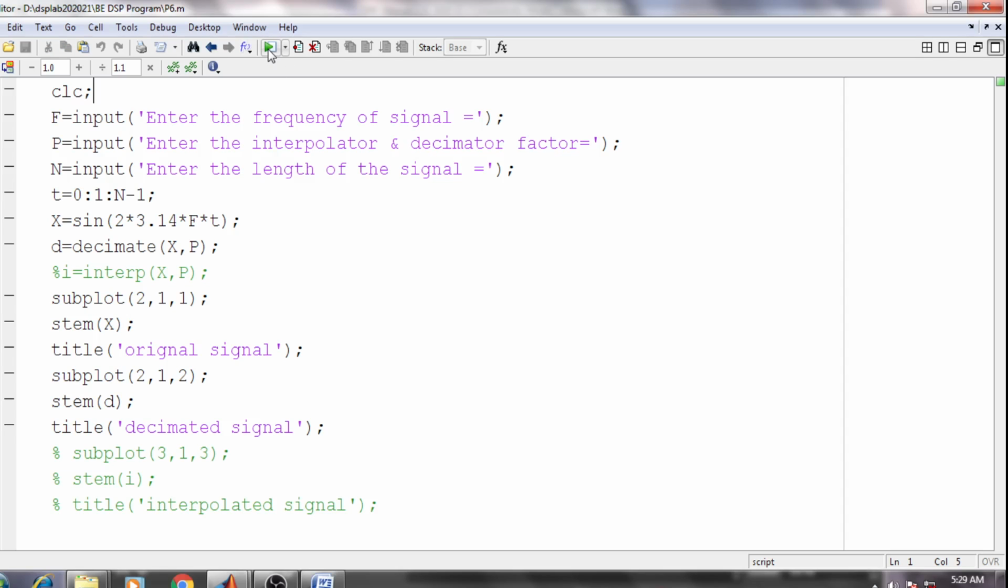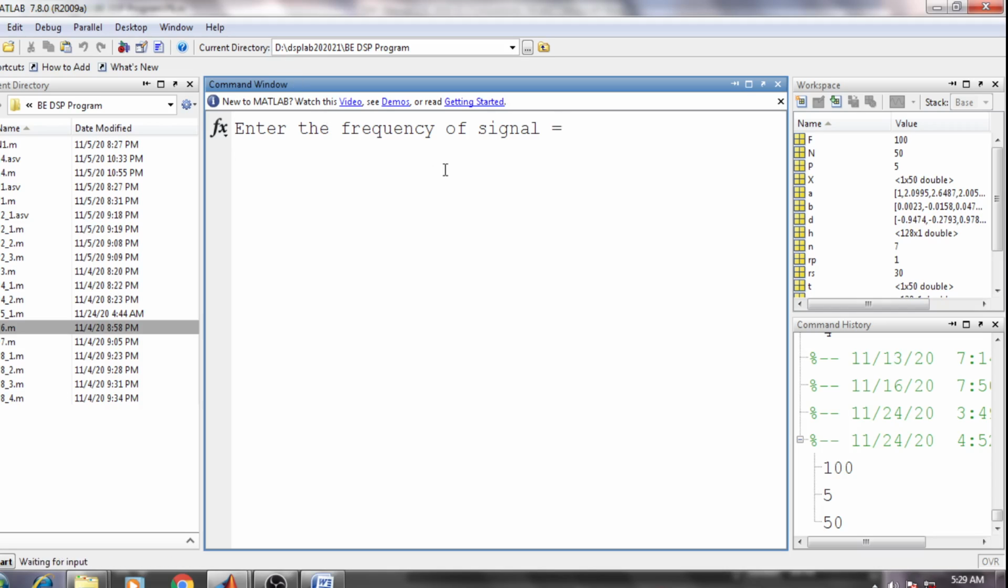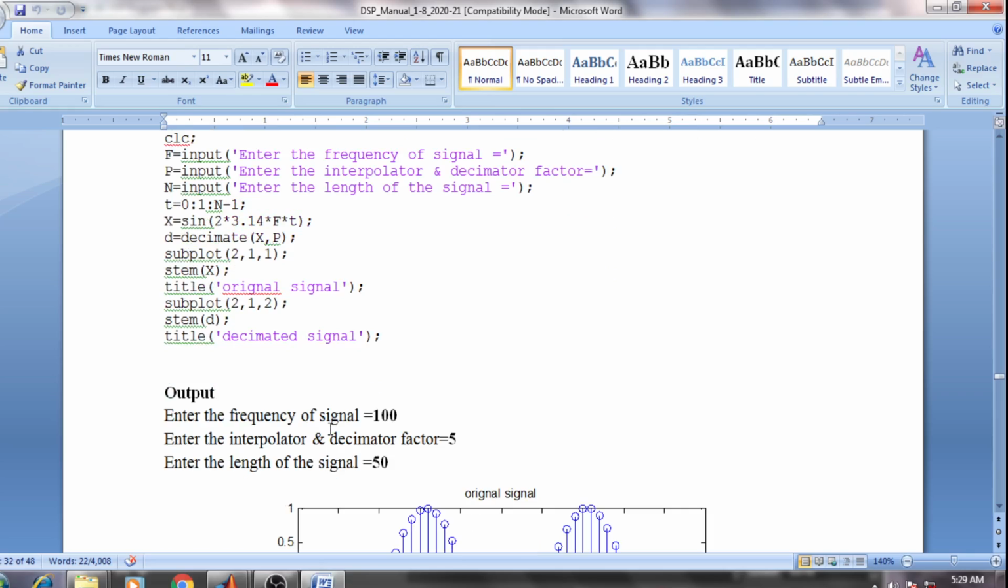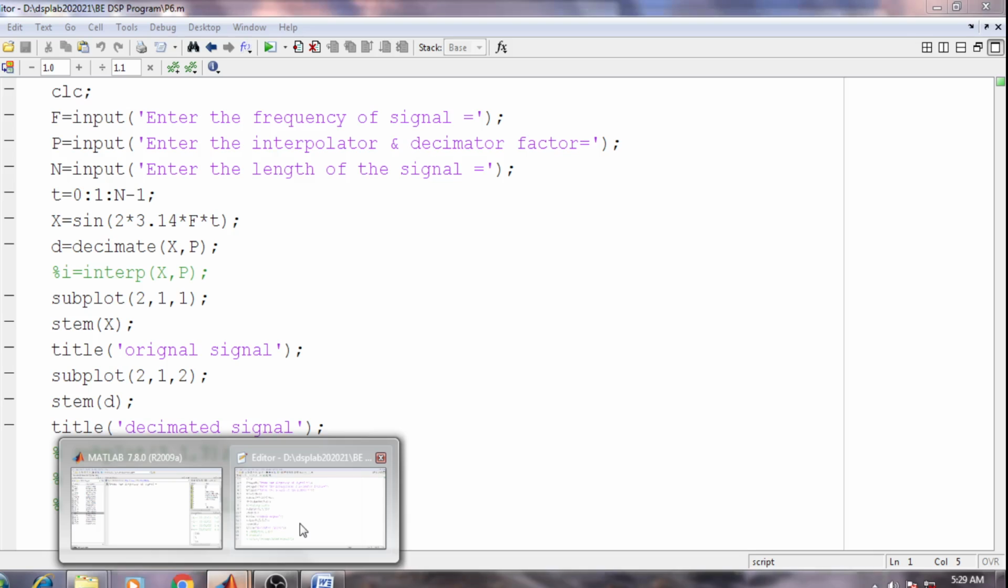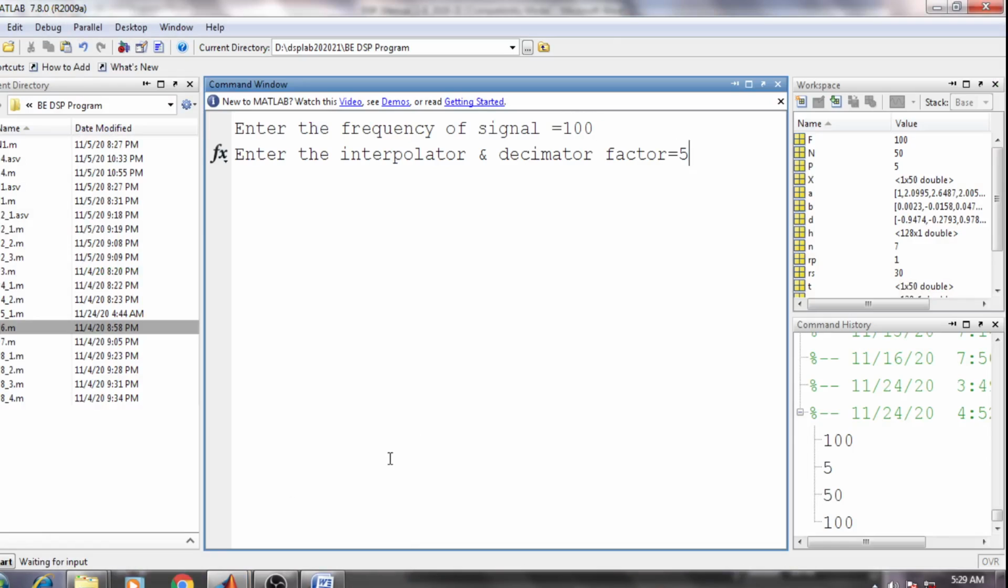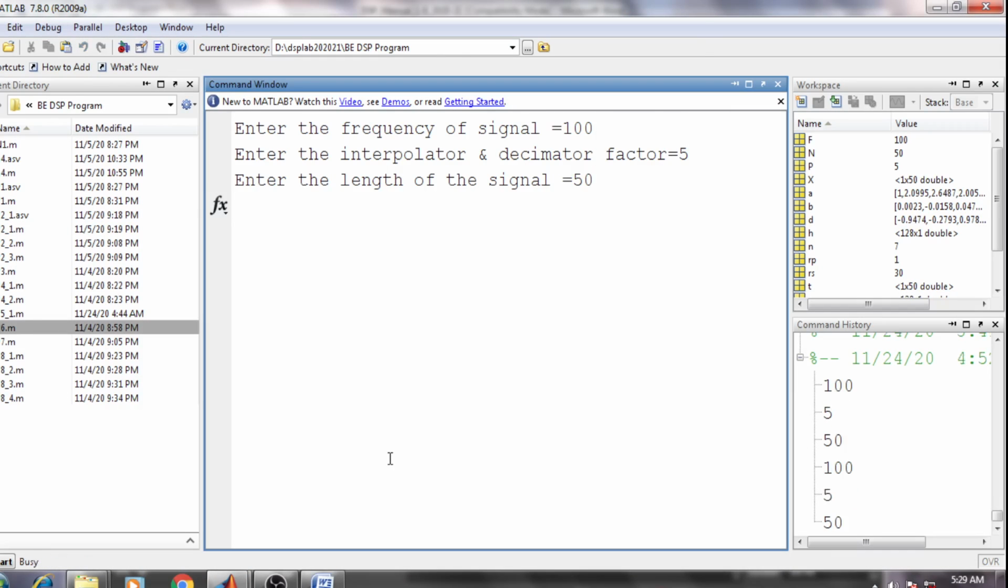I just run the program, see what result you get. Now we need to enter all these frequencies. I already kept some values: 100 will be the frequency of the signal, which I calculated from one of the problems, the interpolation or decimation factor is 5, and the length of the signal is 50. So I enter 100, 5 and 50. Once you enter, you will get a graph.